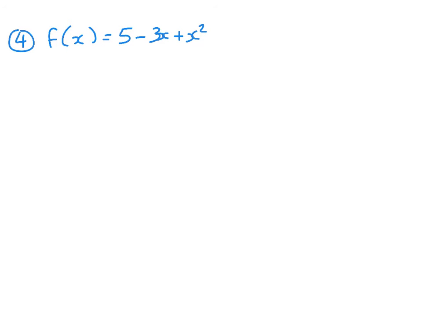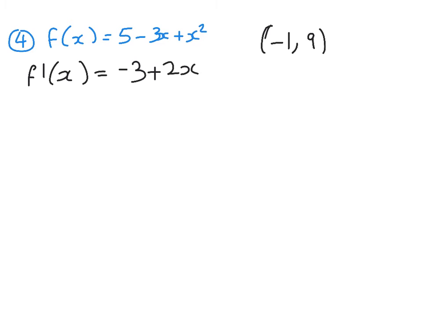Okay, 2 left. Right, question 4. We've got f dash of x is equal to that. So that's a parabola, and the point we're asked for is negative 1, 9. So f dash of x is equal to negative 3 plus 2x. We're interested in the gradient when x is negative 1. F dash of negative 1 equals negative 3 minus 2, which is negative 5. So that's m.